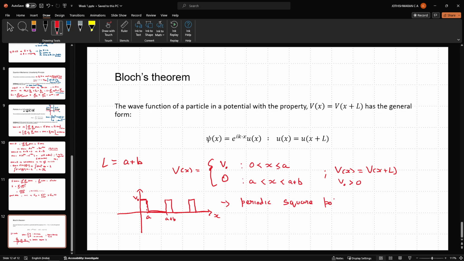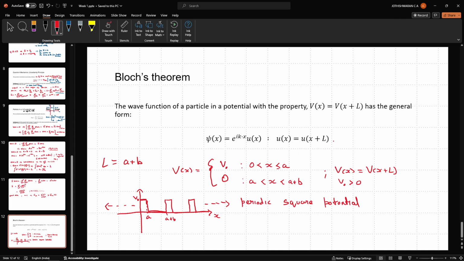And the solution to the Schrödinger equation for such a potential, of course this goes both this way and this way, is obtained using Bloch's theorem, where the general form of the solution takes this form. It is e to the power ikx times u of x, where u of x is a periodic function.